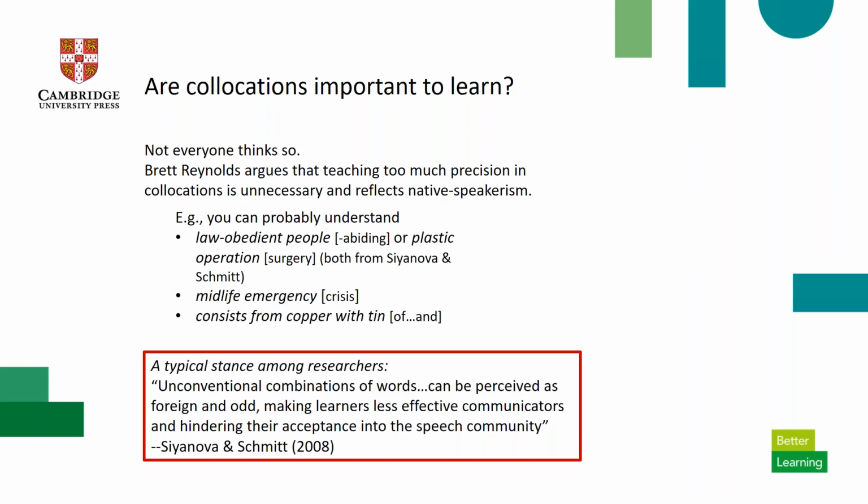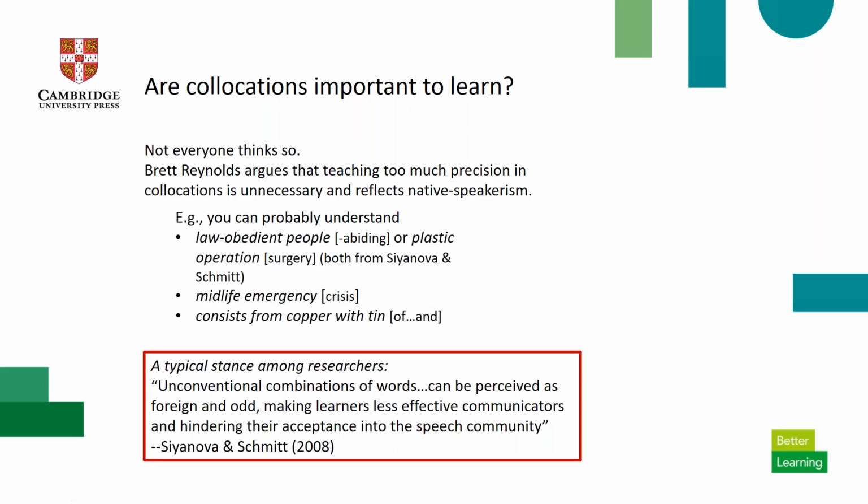For example, you can probably understand somebody who would say they are law obedient people. They meant law abiding, but you can understand it. Or they had plastic operation, meaning plastic surgery. Or if somebody says they're having a midlife emergency, they meant crisis. Or that bronze consists of copper and tin, and they say from copper with tin. So, I can see that Reynolds has a point.